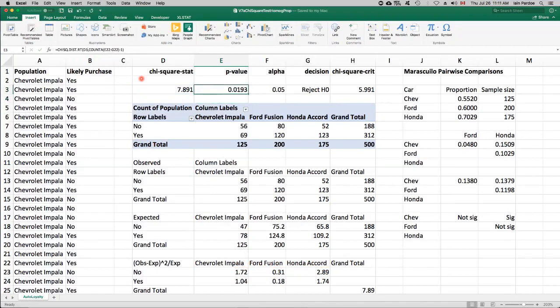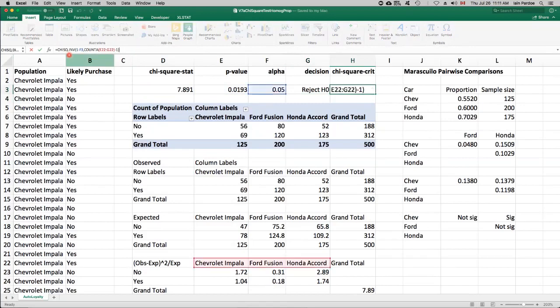So there's our p-value, 0.0193. With a significance level alpha of 0.05, we reject the null hypothesis because the p-value is less than alpha. The other way we could do this is calculate a critical value. So there's the formula for the critical value.